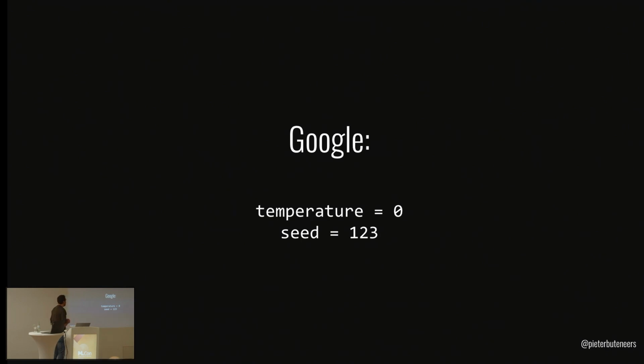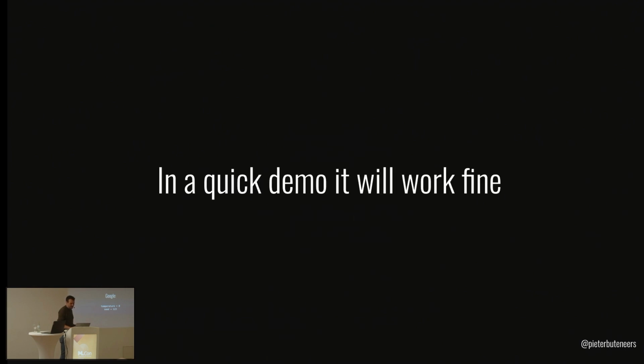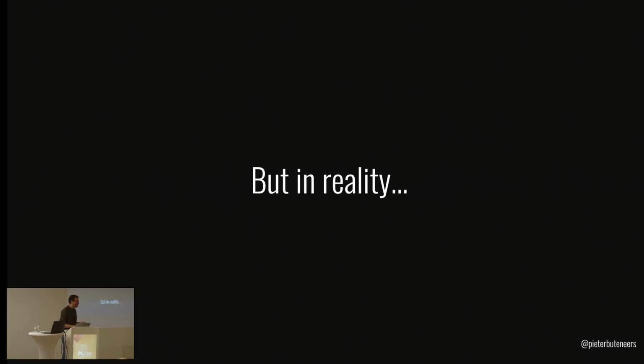So if you Google this, then you find like, okay, what you have to do is set the temperature to 0 and set the seed to a fixed random number. 1, 2, 3, 42, whatever rocks your boat. That's what Google says that you have to do. We all know that Google is outdated by now, but sadly, if you ask ChatGPT, it doesn't tell you anything more than this. So in a quick demo, this actually works fine, and you think like, oh, I've solved this problem. I don't have these issues anymore, but in reality, you're completely wrong.